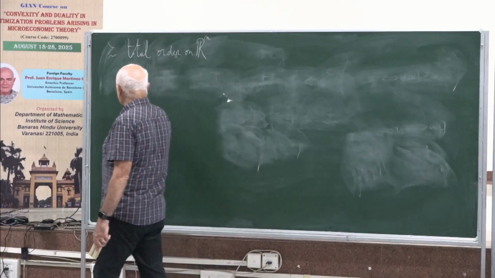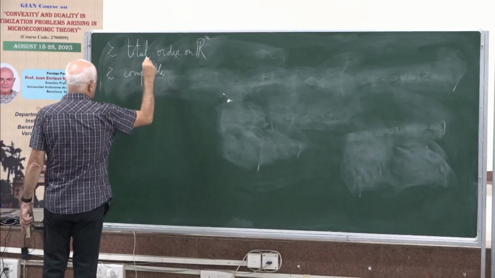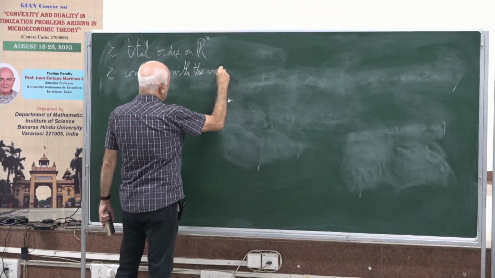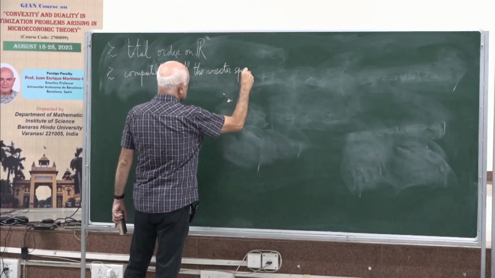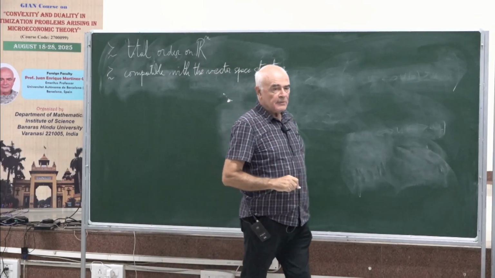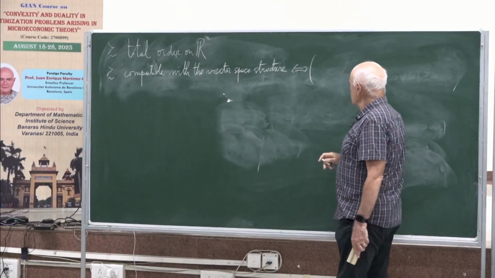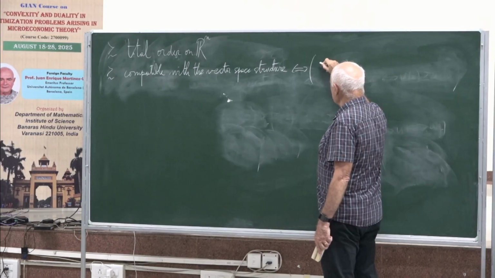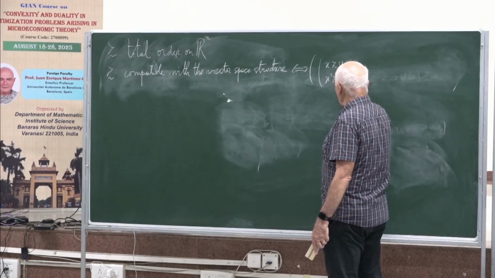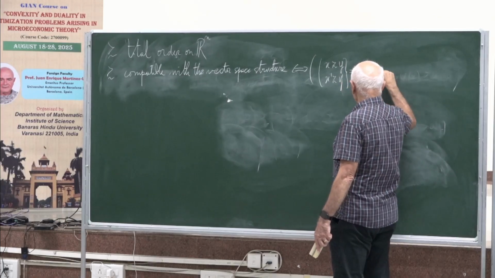I say that it is compatible with the vector space structure if the following two conditions hold. x preferred to y and x prime preferred to y prime imply x plus x prime preferred to y plus y prime.